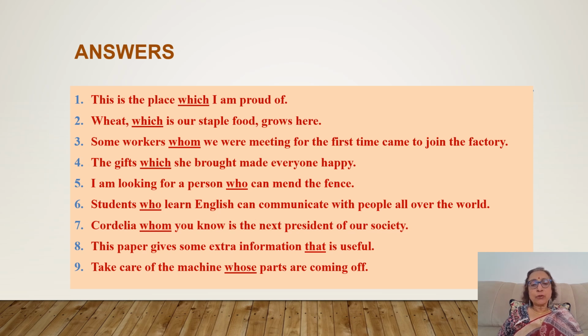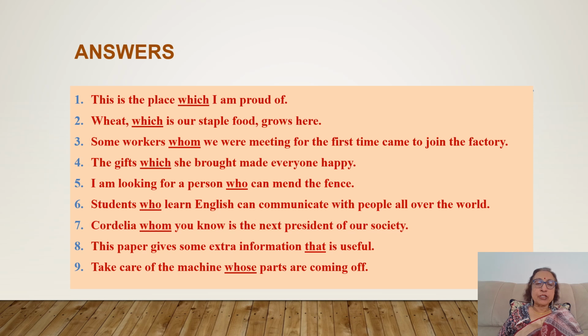Cordelia, whom you know, is the next president of our society. Cordelia is the name of the lady, and whom refers to Cordelia. Although whom is the object in the first sentence, in the second sentence it must be the object. Therefore, we are using the pronoun whom. This paper gives some extra information that is useful. That and information. Information has the relative pronoun that. Therefore, that is the relative pronoun.